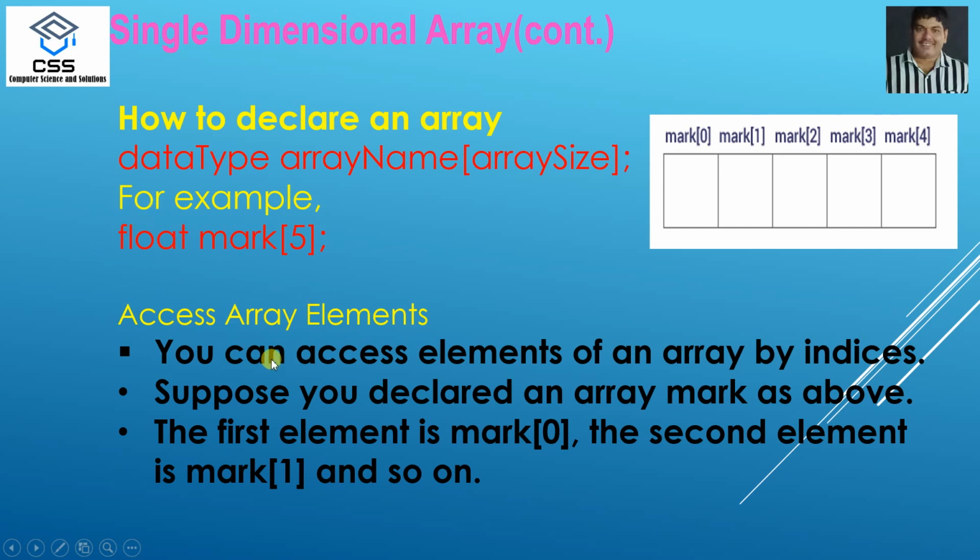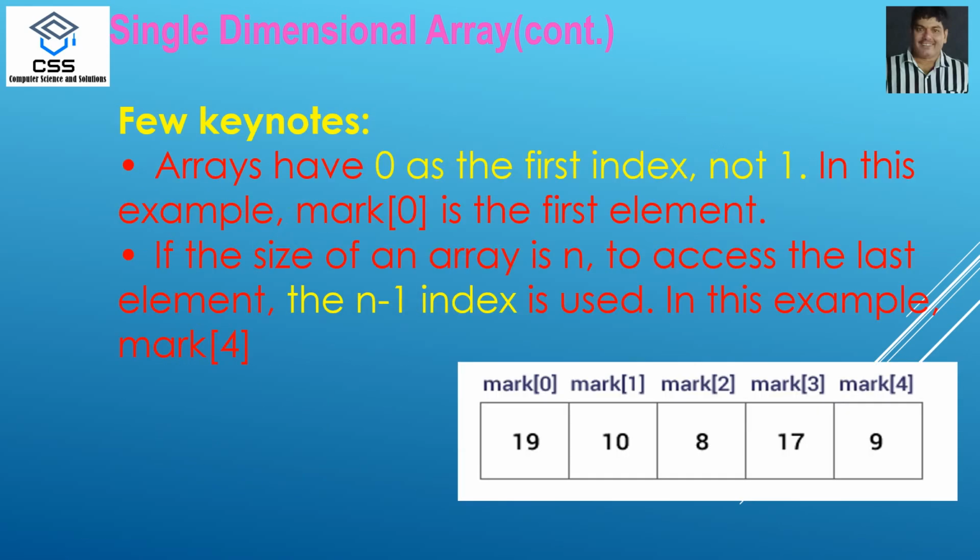You remember, you can access the elements of an array by indices. The plural of index is indices. It means if you want to access a value, you have to take the help of indexes like 0 index, 1 index, 2 index and so on. Suppose you declare an array mark as above. The first element is known as 0 and the second element is 1, and the last location is the subscript value minus 1. If it is 5, the last location is 4.